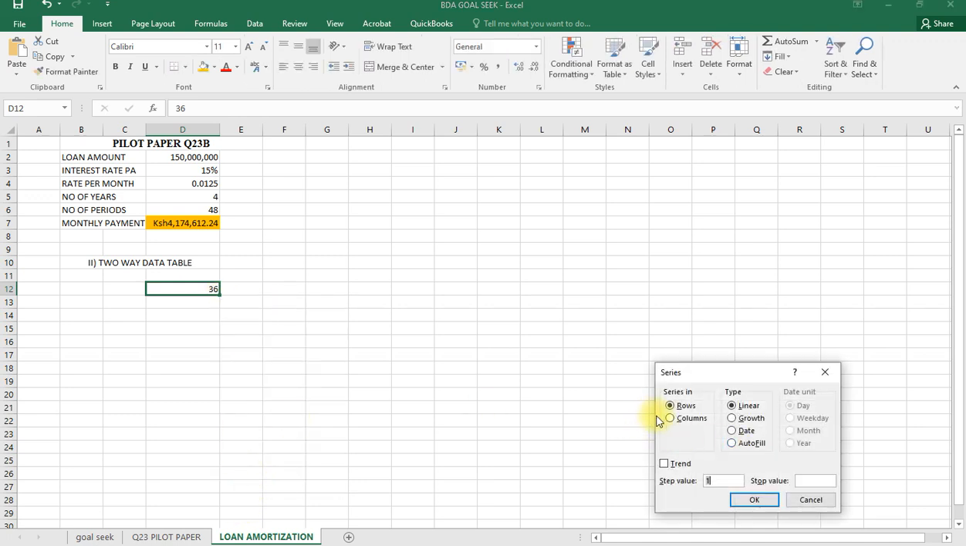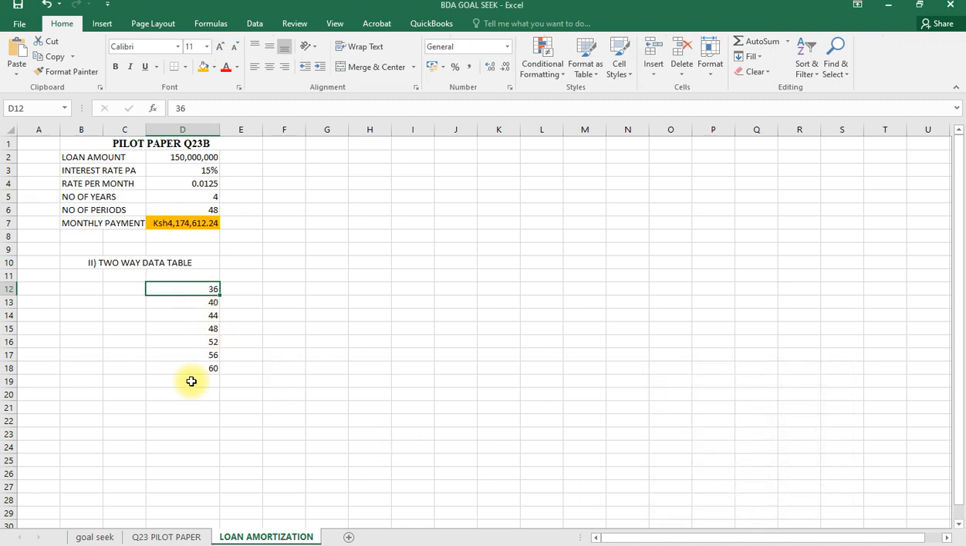Highlight the series. This is a column. We need a step value of 4, changing by 4, and we need to stop at 60. Stop at 60, and you put OK. So that is our months, the number of months that we need. And on this side, we have the rate.